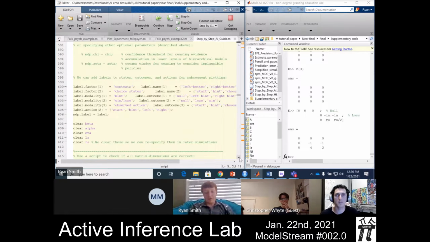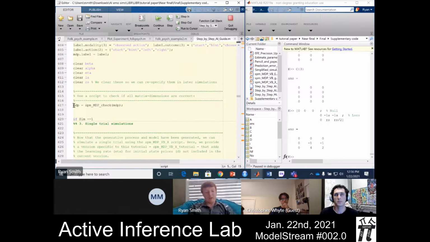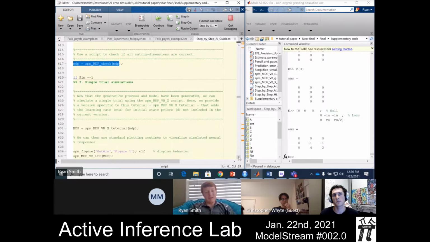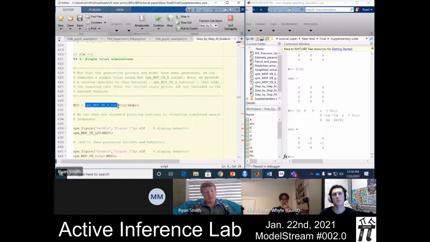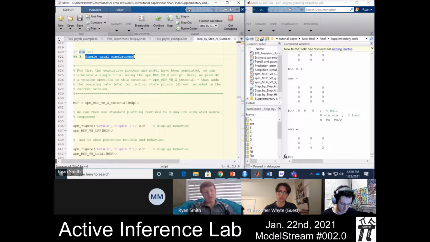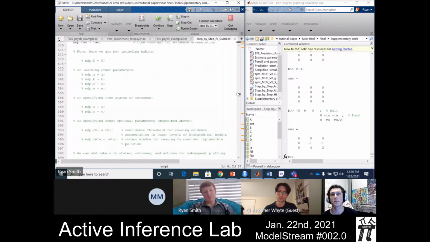Once we do that, we can use this little check script to make sure we didn't mess anything up in building the model, and it'll give you a hint about what you might have messed up. Then this script that I mentioned before is the one that actually runs the simulation. Once the simulations are run, stored in this big MDP, we can use these plotting scripts to show the results. If I set sim equals 1, it's going to do a single trial simulation, which I'm going to do now.